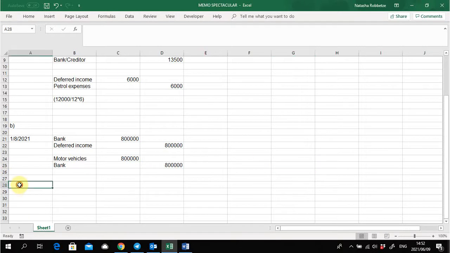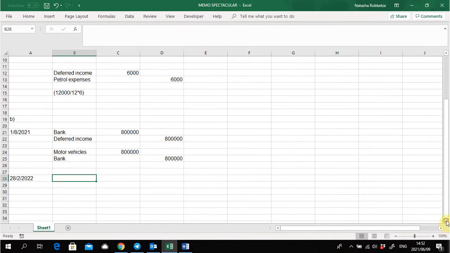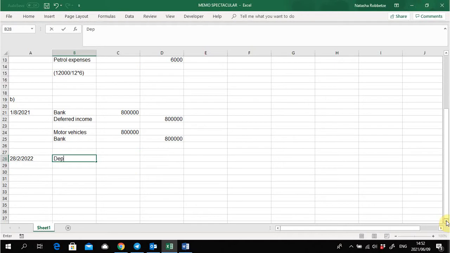When the year end strikes, which is 28 February, now we need to go and account for depreciation, and we need to go and transfer a bit of the deferred income to profit and loss. So for the depreciation, I'm going to debit depreciation, and I am going to credit accumulated depreciation on motor vehicles.